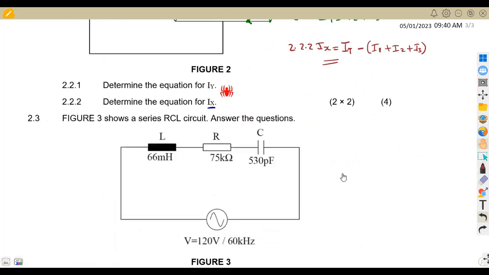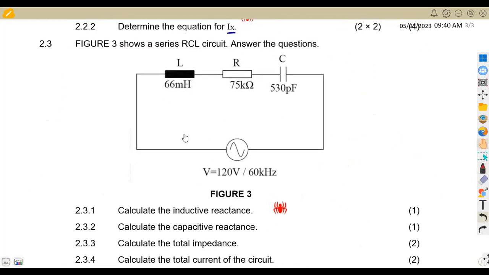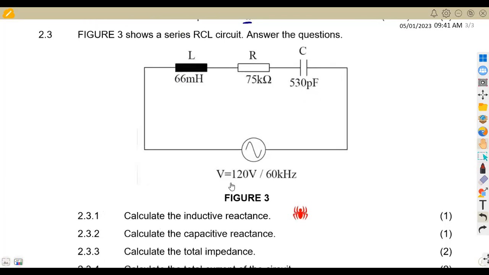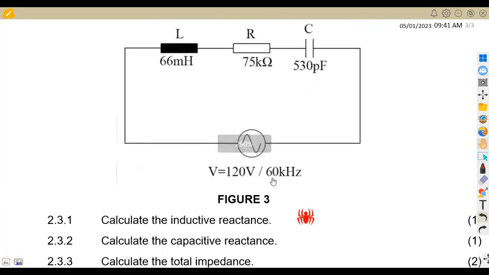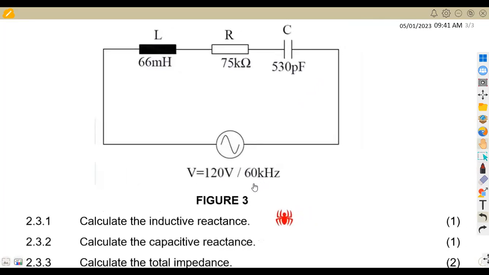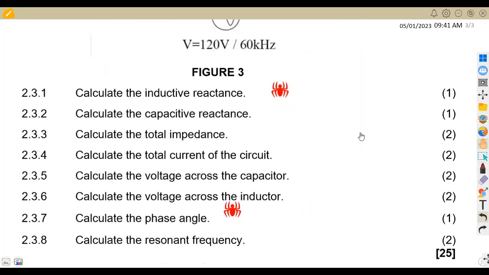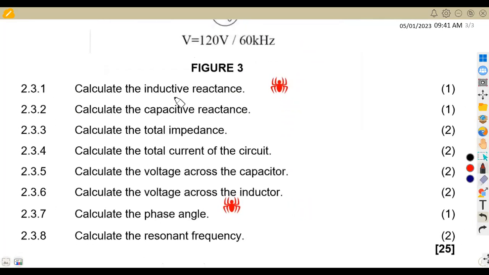We move on to the other part of the question, which was on AC theory. Now we are given fig 3, which shows a series RLC circuit, with the given inductance of 66 millihenries, the resistance of 75 kilo ohms, the capacitance of 530 picofarads, and the voltage source being at 120 and the frequency at 60 kilohertz. From this circuit diagram, 2.31, calculate the inductive reactance, which is XL in this case.